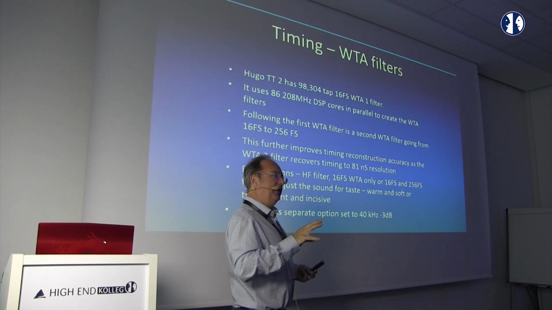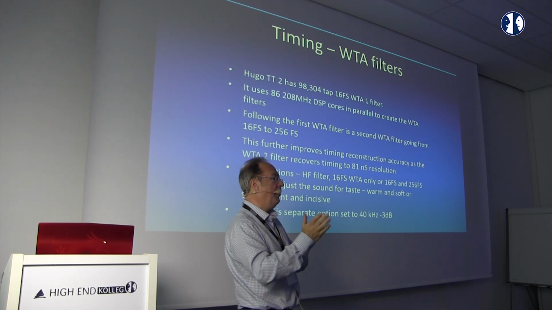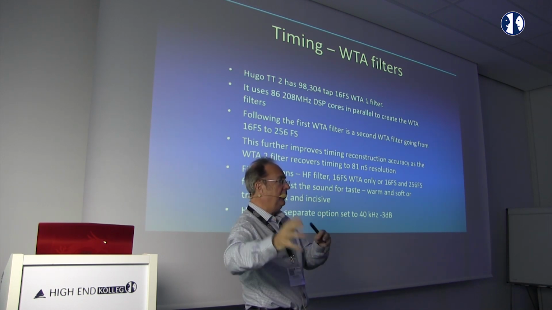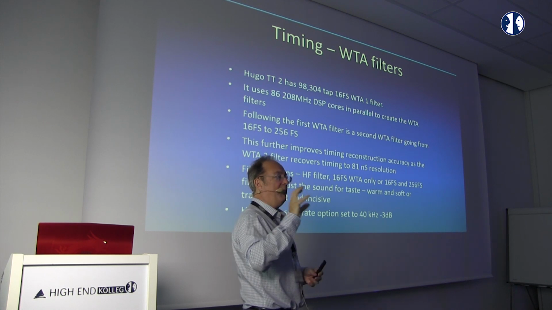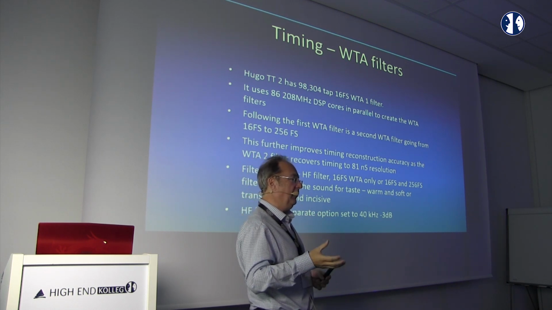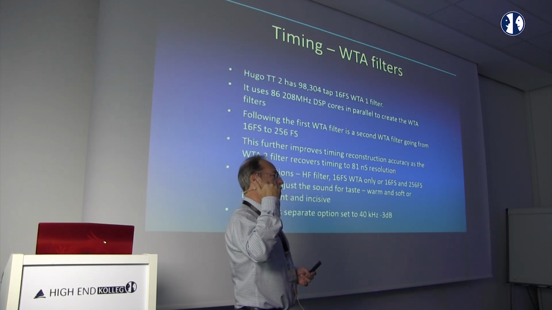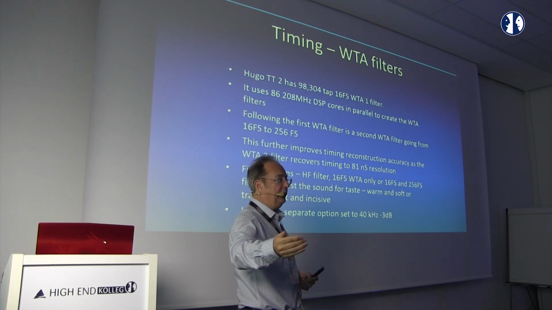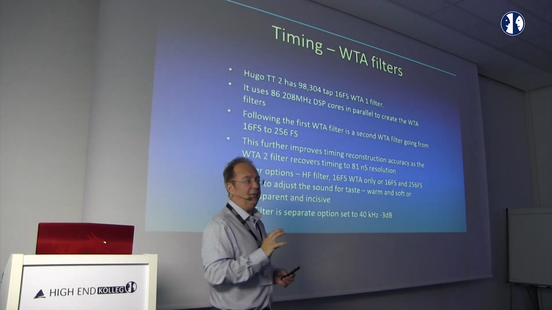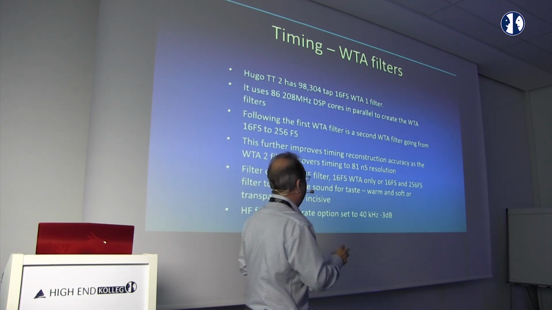The next WTA filter then takes us to 256 FS. The first WTA filter works to 16 FS, which is about 1.6 microseconds, and then I go from 1.6 microseconds to 88 nanoseconds using a WTA interpolation filter. I found that made quite a big difference to the sound quality, in that you could perceive the starting and stopping of notes much more accurately. Then there are more interpolation filters going from 256 FS to 2048 FS. We've also got, like Hugo 2, the options to change the filters themselves. So you can have a slightly softer sound, or you can have a more natural, incisive sound quality.